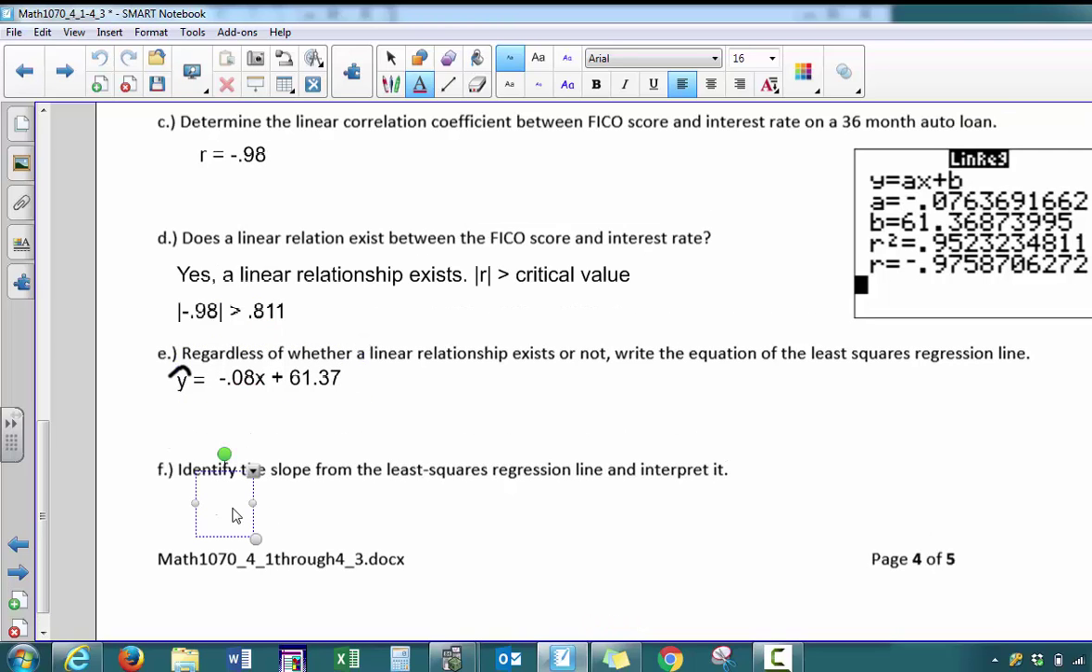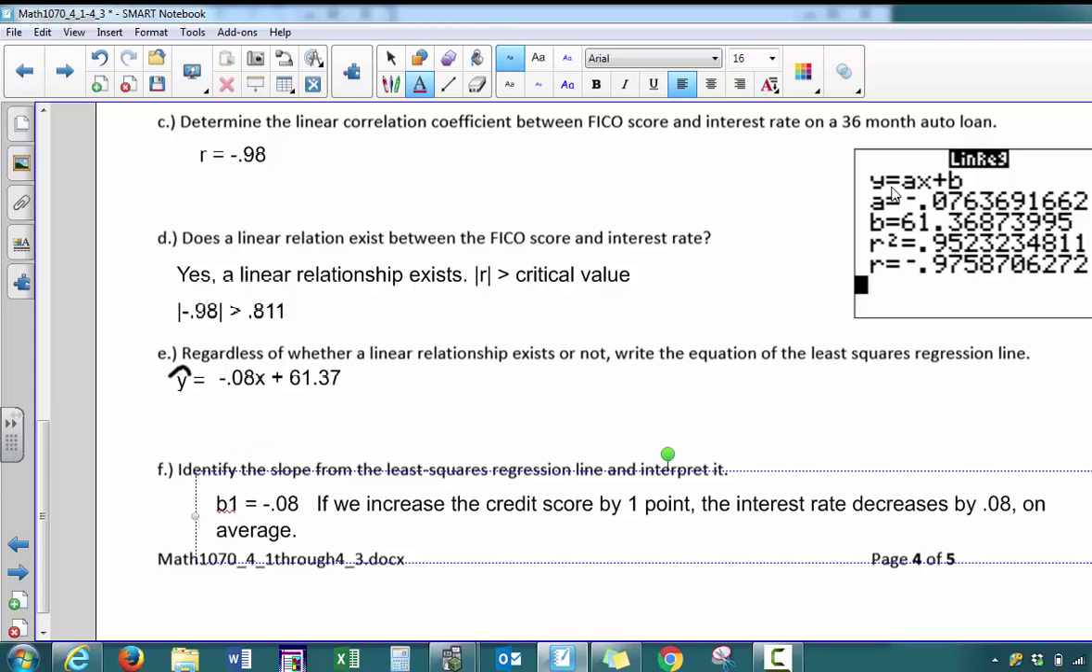To represent slope, we used M. On the graphing calculator, to represent slope, they use A. In our textbook, to represent slope, they use B sub 1. So we'll follow that notation. B sub 1 is equal to negative 0.08. And this is supposed to be a subscript.